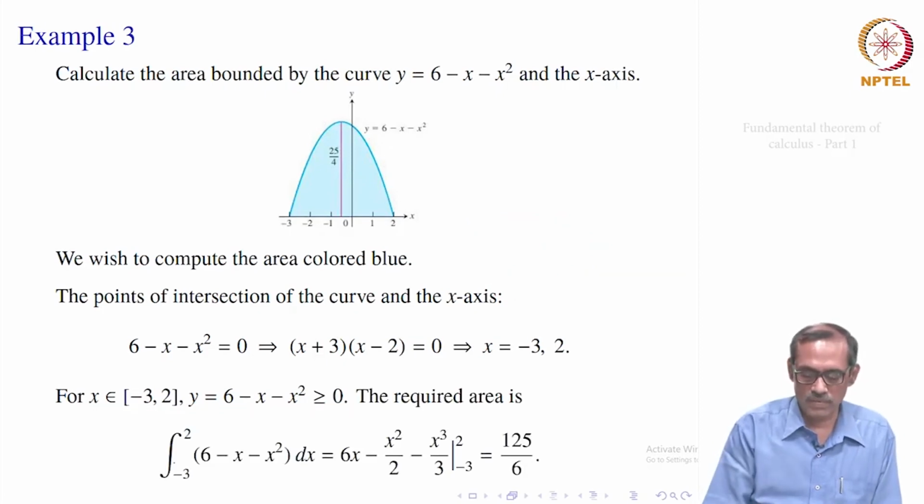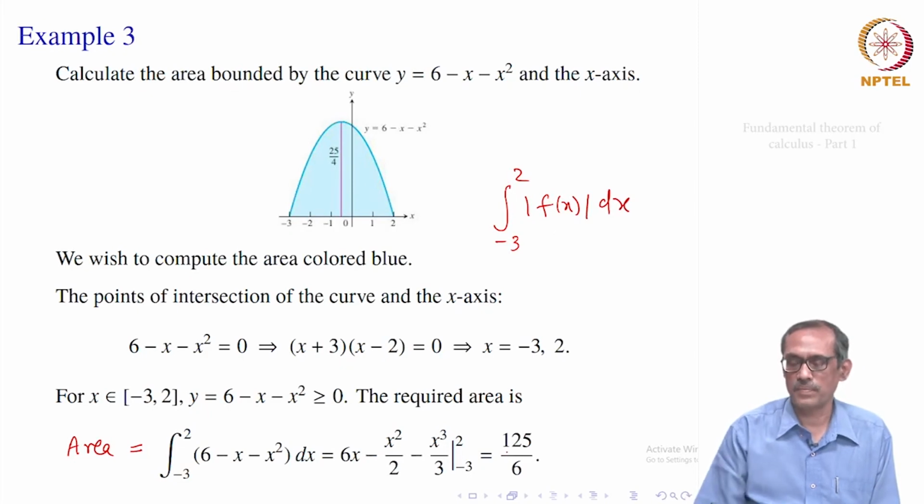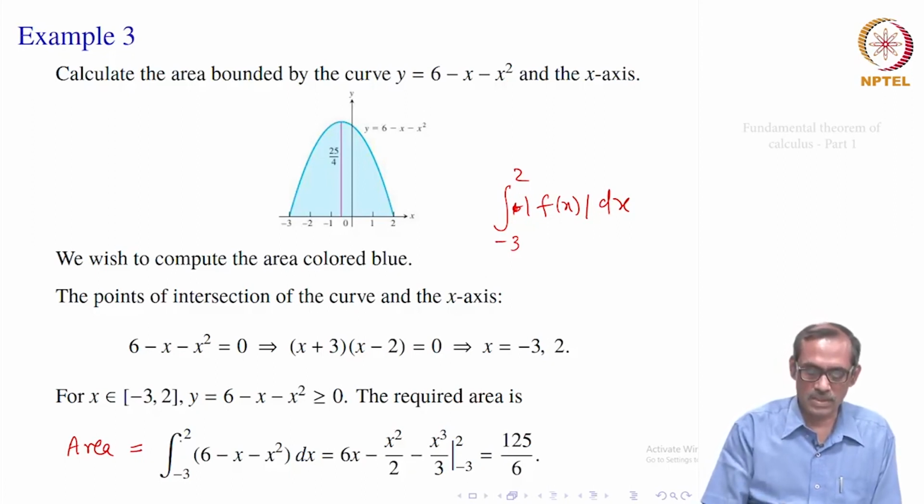So, the area will be equal to the definite integral. This is the required area, that is the definite integral from minus 3 to 2, not from 2 to minus 3, that will be negative of that, of 6 minus x square. In fact, our area should be the integral from minus 3 to 2 of mod f x dx, where minus 3 is less than 2. If it is 2 to minus 3, then it should be minus of mod f x, because it will introduce a negative sign. So, that is the area. Our area is the integral from minus 3 to 2, where mod f x is greater than or equal to 0 here.